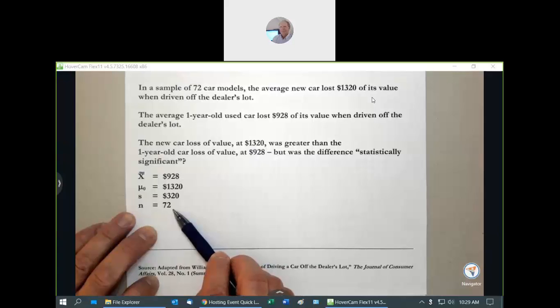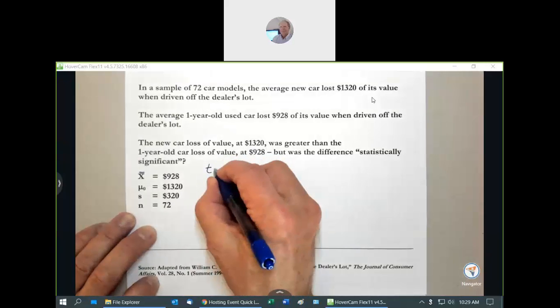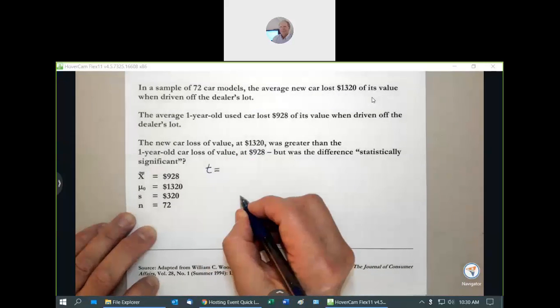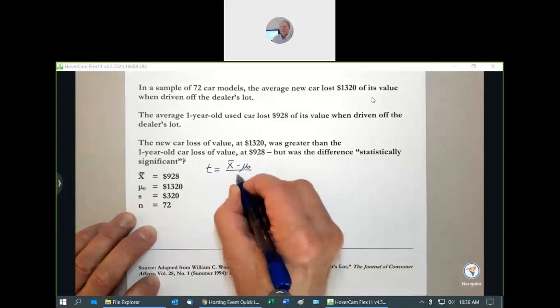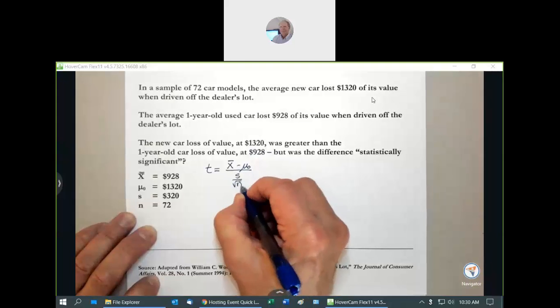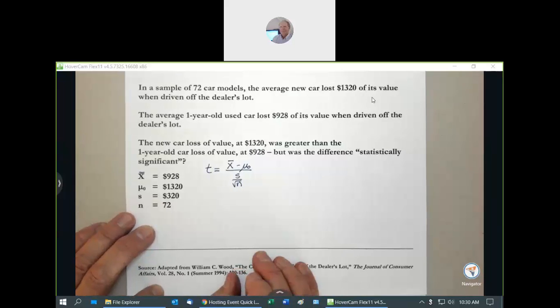So what we do here is we write out the T statistic, one of the very few things that I call on you to memorize. It's X bar minus mu zero over S over the square root of N. And our null hypothesis here is going to be that the new and used car loss of value is the same. What? Everybody knows that's wrong. The new and used values lost when you drive it off the lot are the same. Anybody in the used car business would tell you, nah, that can't be true.